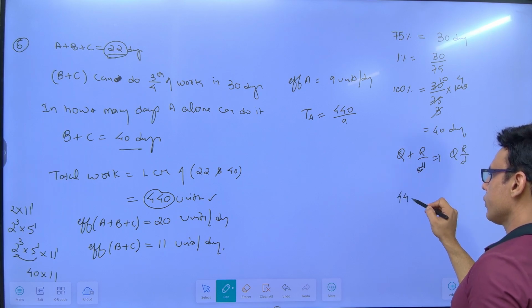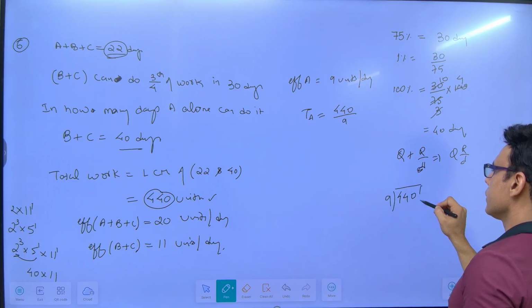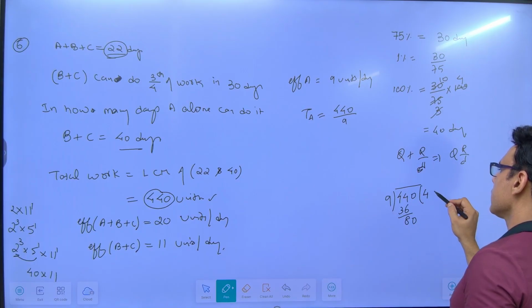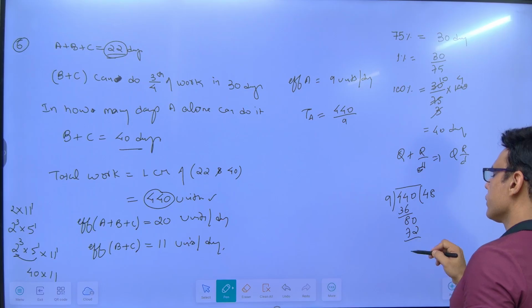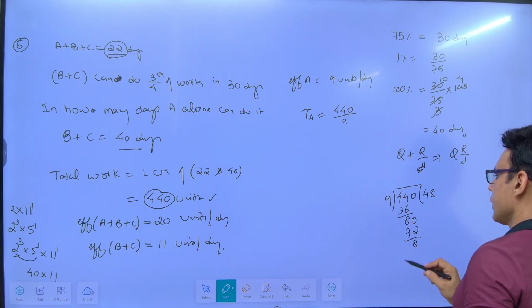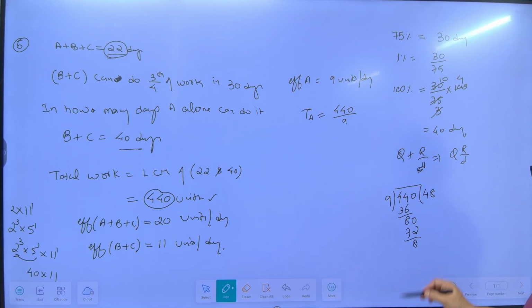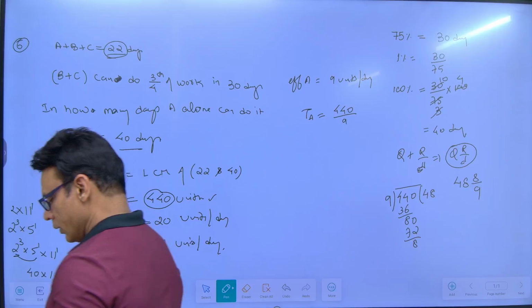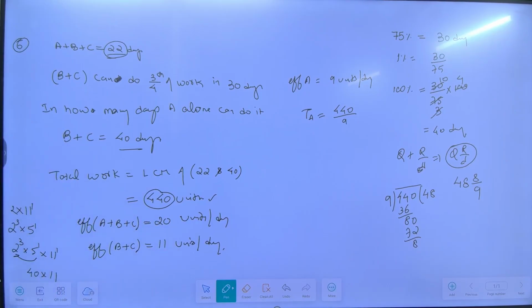So if I have to divide 440 by 9, 9 4s are 36, then 80, 9 8s are 72, right? 8, right? What is your quotient? 48, right? Remainder? Remember this format.